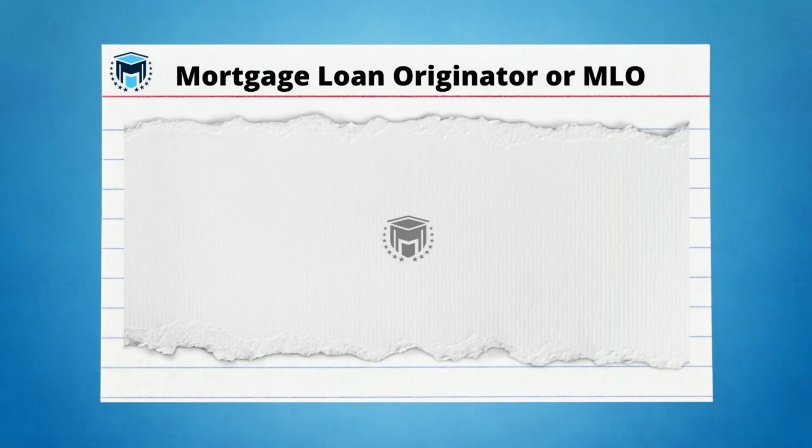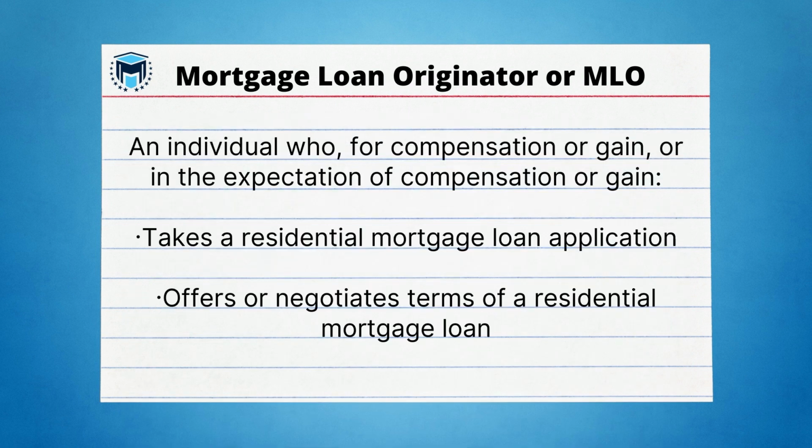Mortgage Loan Originator, or MLO. An individual who, for compensation or gain, or in the expectation of compensation or gain, takes a residential mortgage loan application, or offers or negotiates terms of a residential mortgage loan.